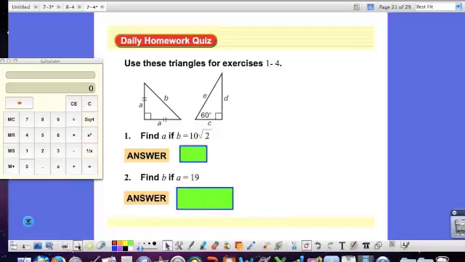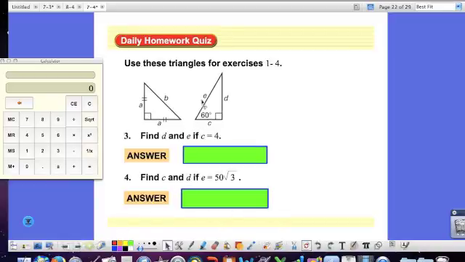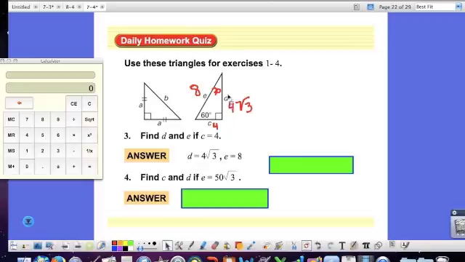I have to go back and forth here to look at these two. Oh, they have the drawings for us. Still, that's great. Find D and E if C is 4. So that's the shortest side, which is also the side adjacent to the 60 degree angle. So then this would be 4 radical 3, and 4 times 2 is 8. Okay, so D is 4 radical 3, E is 8.